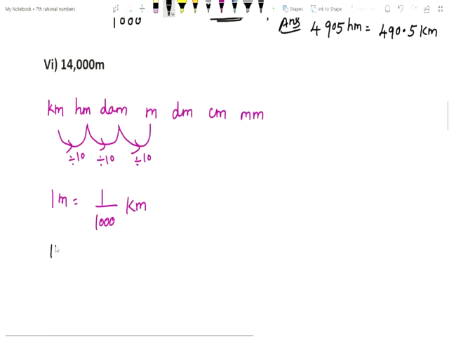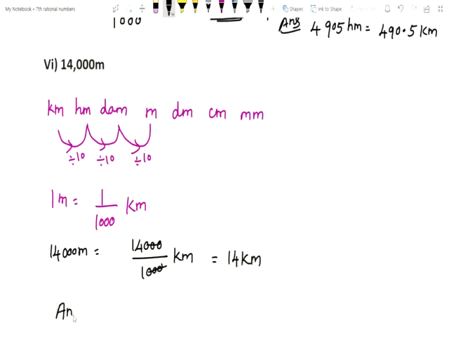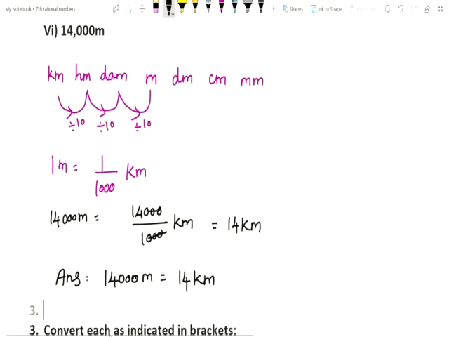Here 14,000 meter equal to 14,000 divided by 1000 kilometer. Cancel these 3 zeros. What you will get? 14 kilometer. So what is the answer? 14,000 meter equal to 14 kilometer. You understand, children? Okay, children. See the next one.